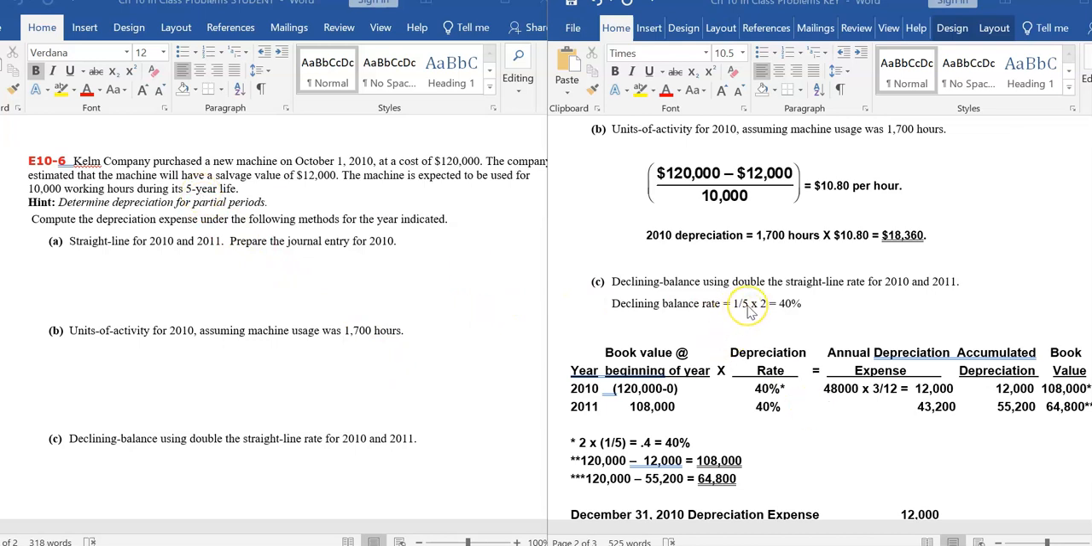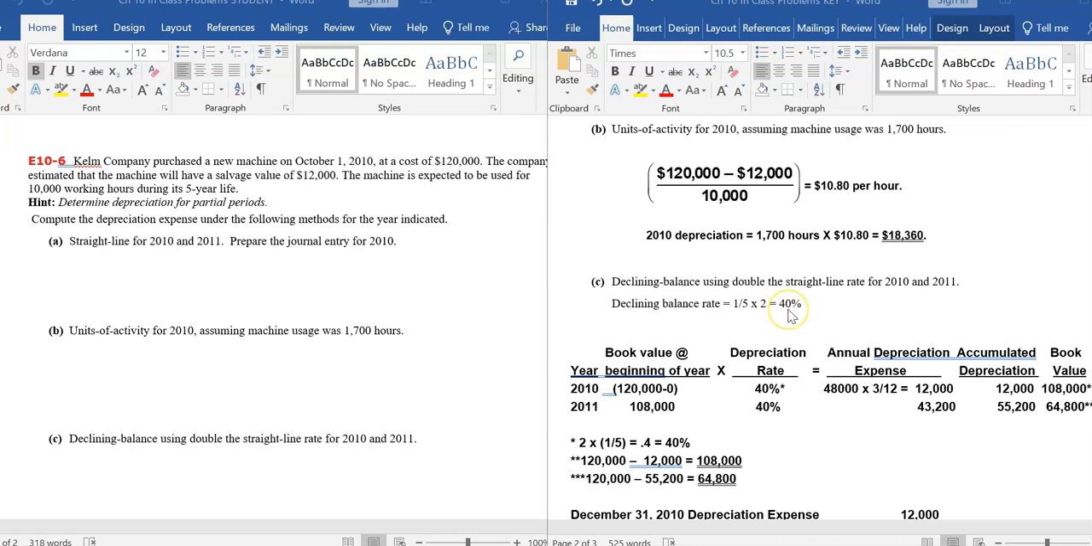That means 1/5 or 20% is depreciated under the straight line method. And the declining balance rate says double it, double the straight line rate. So 1/5 or 20% times 2 means the double declining or the declining balance rate is 40%.